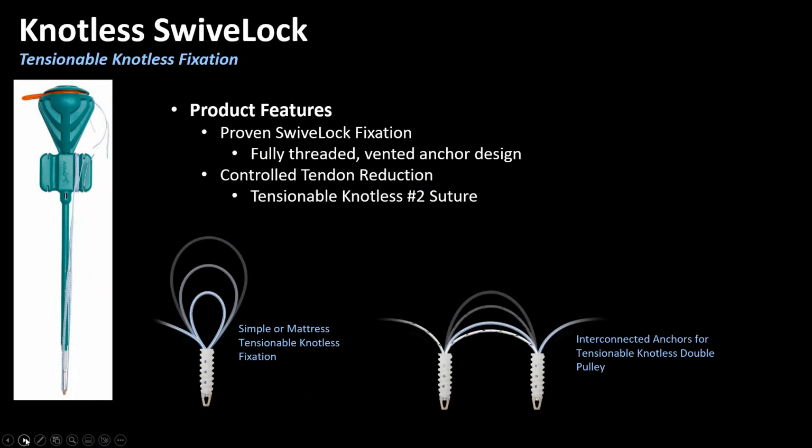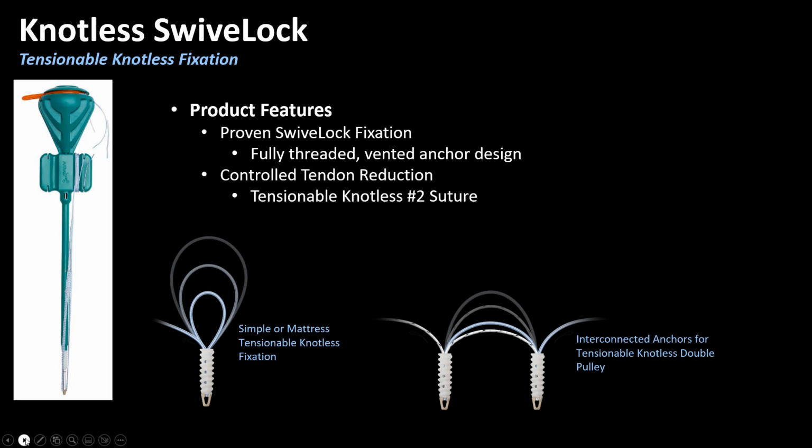Next slide. So again, here's just a zoomed in version of what that looks like. And it's almost the same idea as the fiber tacks that we saw previously, but this, again, is feeding into a swivel lock anchor. And again, you can do it singly or you can do it doubly and connect the two to create that kind of double pulley repair. But it is, again, the fully threaded vented anchor design from the swivel locks that really, I took it out, but that one picture with the swivel lock with the canine model that really shows that bone ingrowth is amazing. I think it really incorporates.